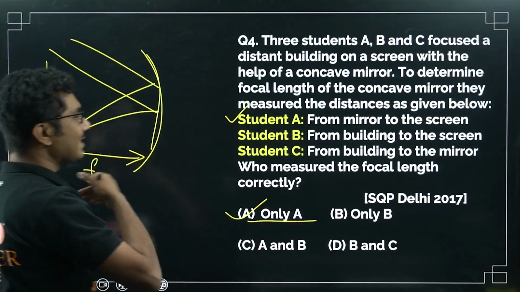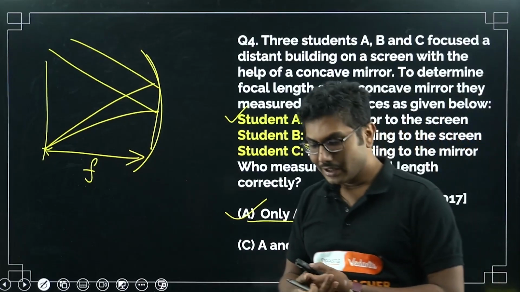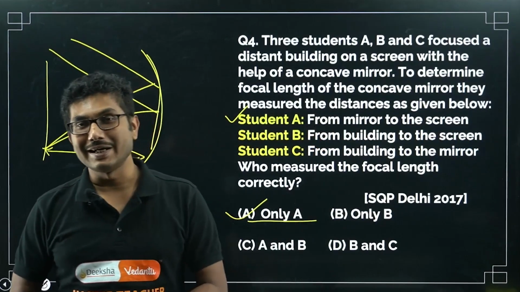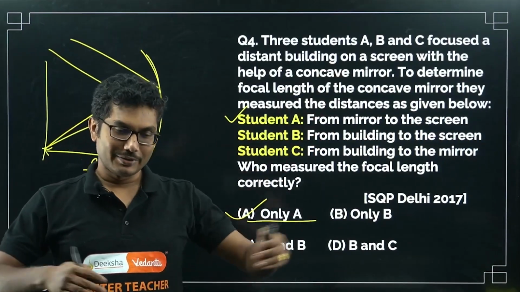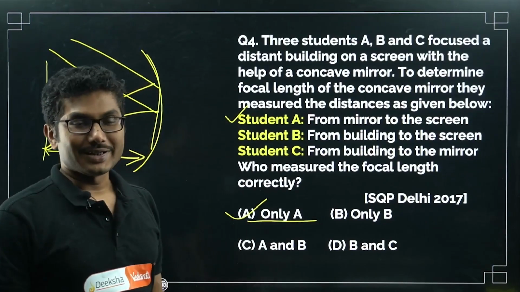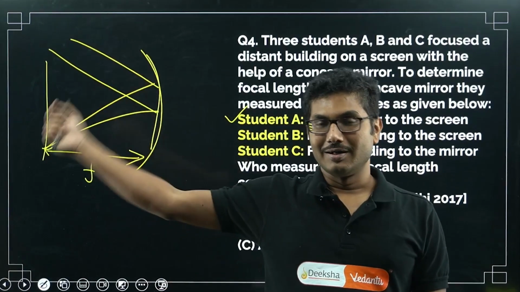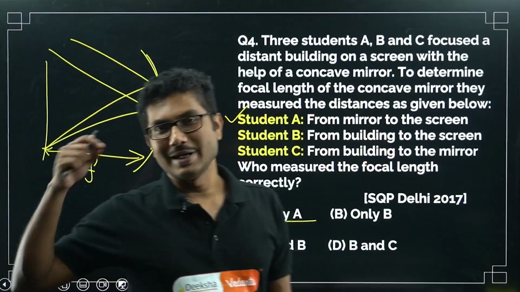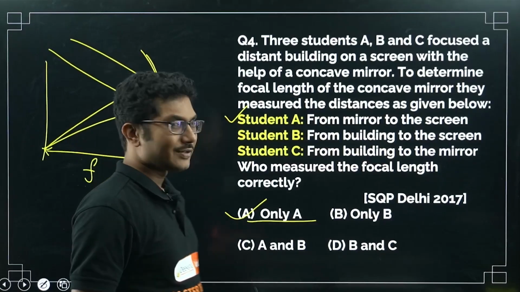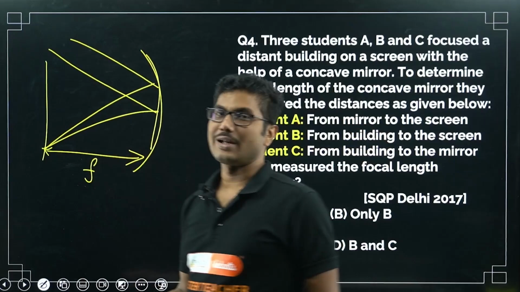Students B and C went to the building to measure the distance, which is actually not required. In fact it is very difficult to measure the distance using a tape or any scale, right? So you cannot measure the distance of the building and the screen. Because the building is a far away object, we measure the distance between the screen and the mirror. Easiest way to calculate the focal length.